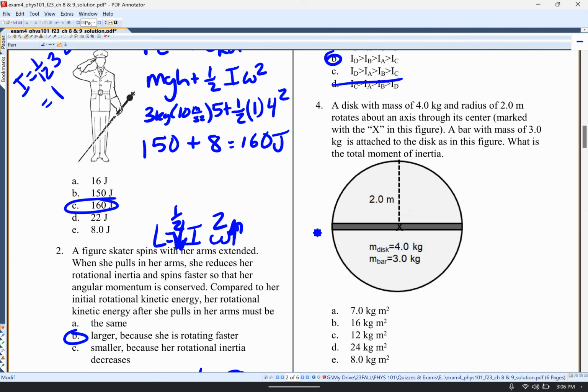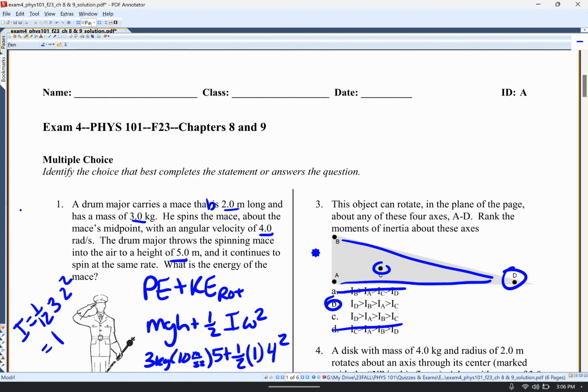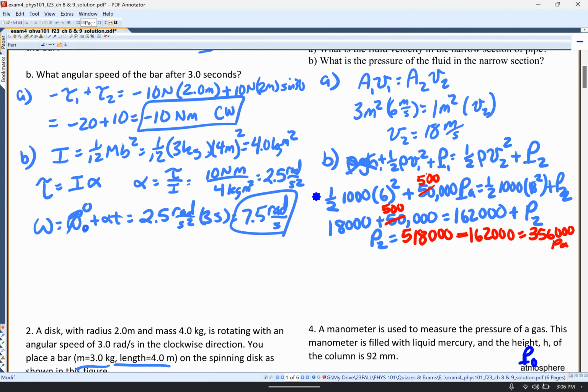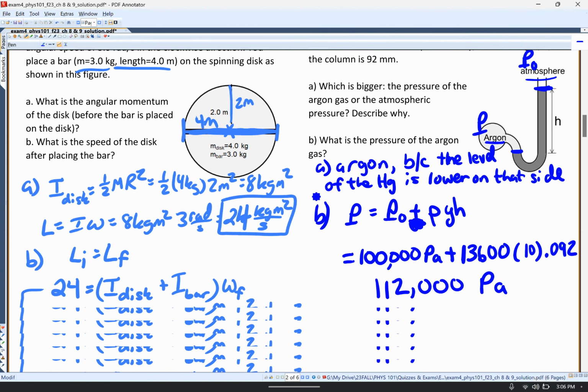Okay, disk. Oh, this is similar to what we had in the free response. Oh gosh. Well, that's okay. I want to know what is the total moment of inertia here. So I have a disk. Is this similar to what we had? Yeah, but different numbers. That's okay. We'll just let it slide.